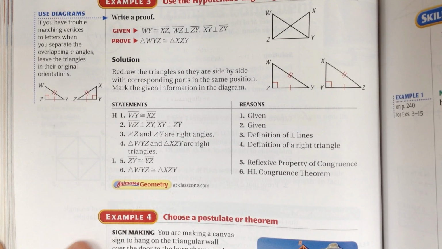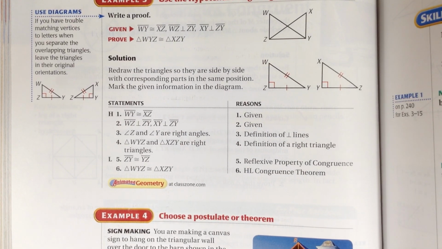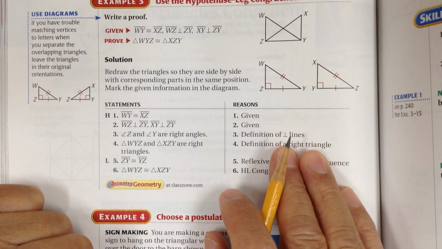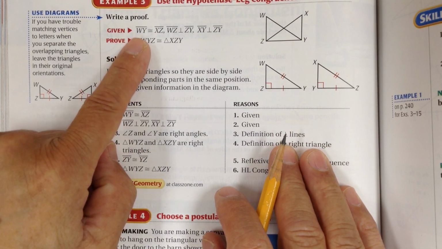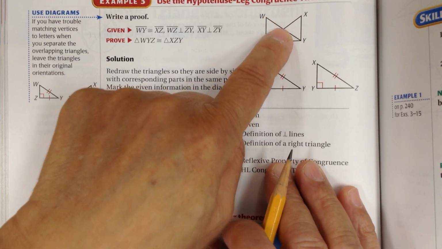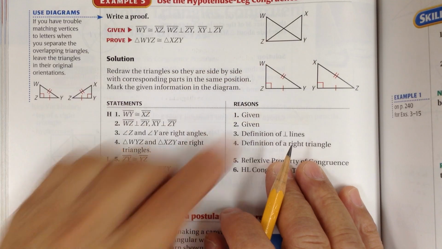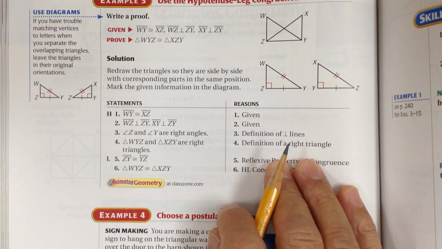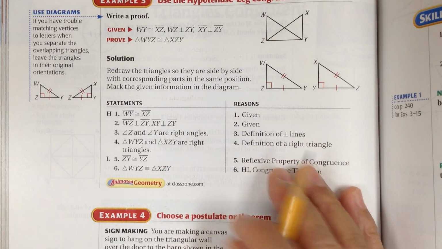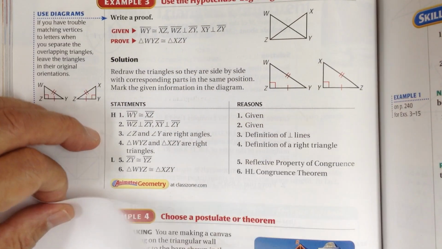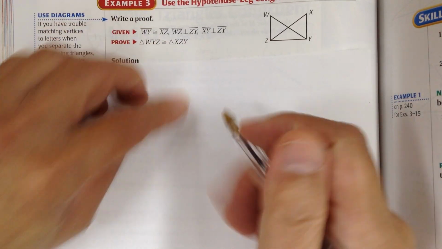So let's go to example 3 on page 242. When you have this kind of situation, it's kind of confusing for a lot of people. So I would recommend that you separate the two, slide this and slide it open, so that you will have this kind of situation.